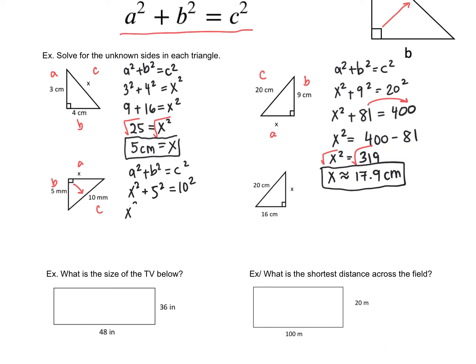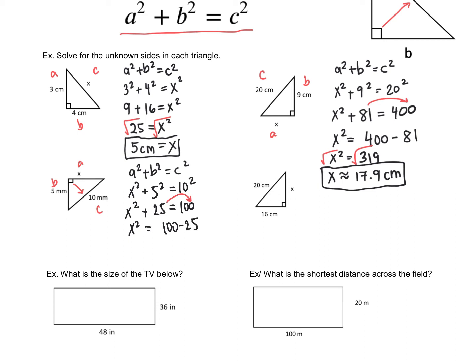Doing a little bit of cleanup work here. 5 squared is 5 times 5, which is 25, and 10 squared is 10 times 10, which is 100. At this point, we need to bring that 25 over to the other side. Do not square root right now. You only square root when the x is isolated.